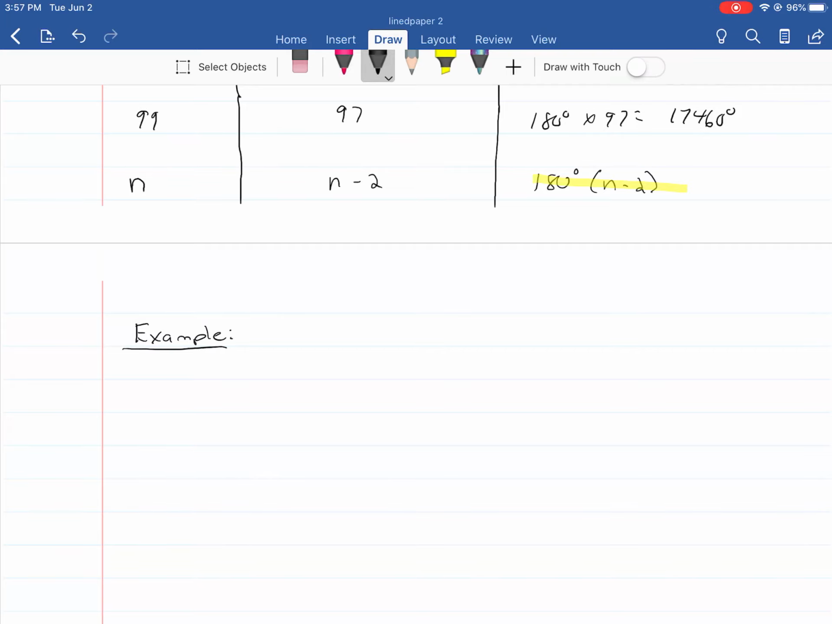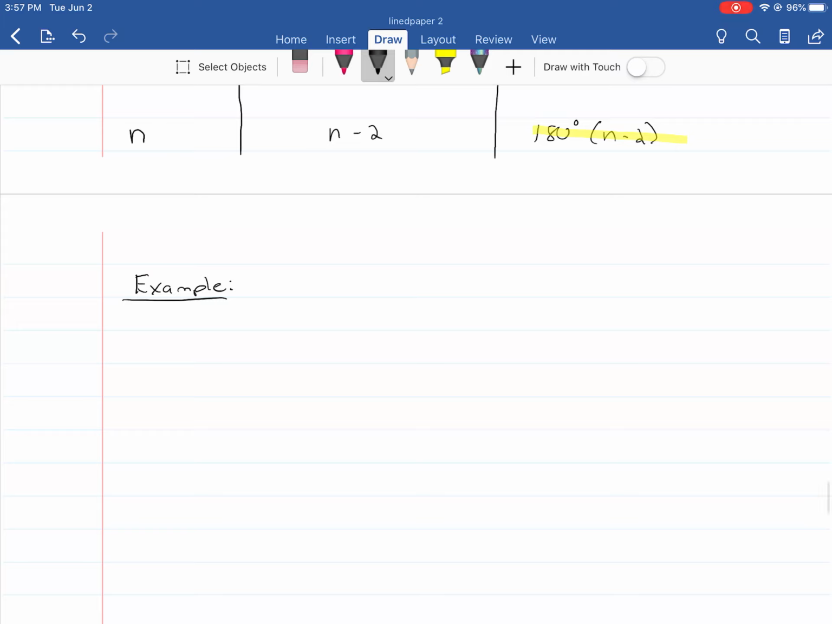I'm going to go a step farther with this. Find each angle in a regular octagon. Okay. Octagon has 8 sides, and they want to know each angle this time.